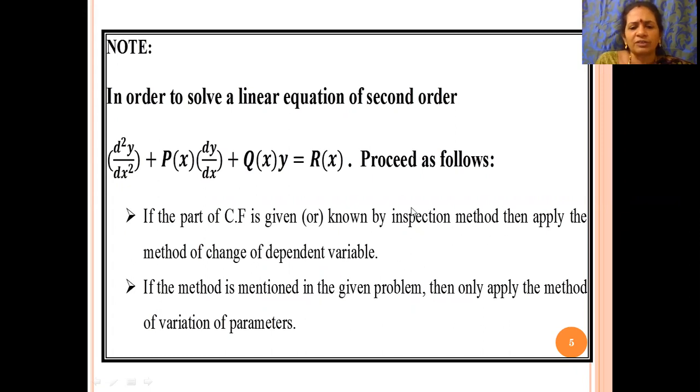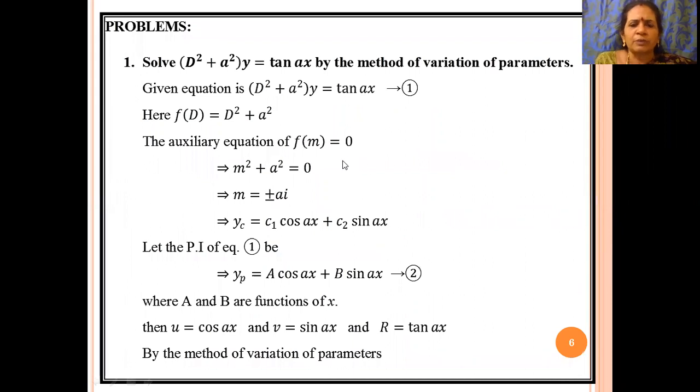Otherwise, you can follow this method. If the method is mentioned as variation of parameters, that is, if the question says solve the differential equation by using the variation of parameters, then compulsorily you have to apply this method. You have to follow the variation of parameters method. Now coming to the problem.